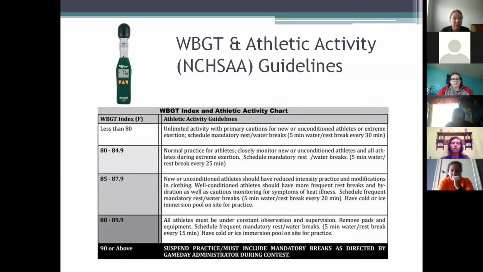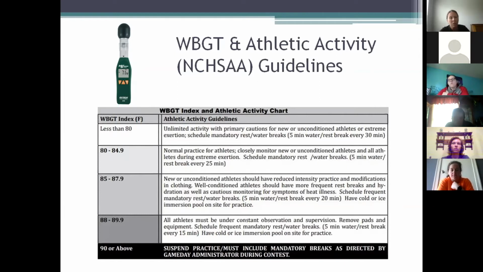And if the WBGT is 90 or above, okay, as far as athletics goes, practices are suspended and they must include mandatory breaks as directed if it's during a contest or game. Okay, so keep these things in mind.